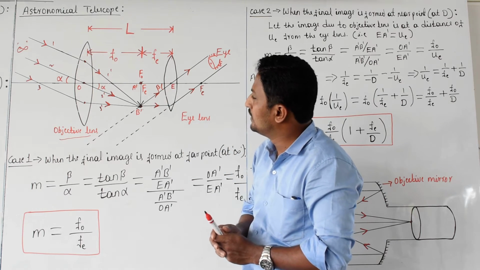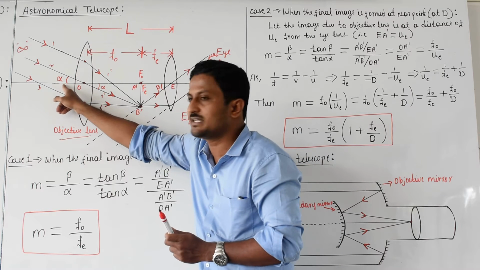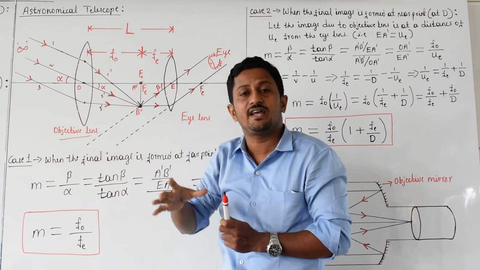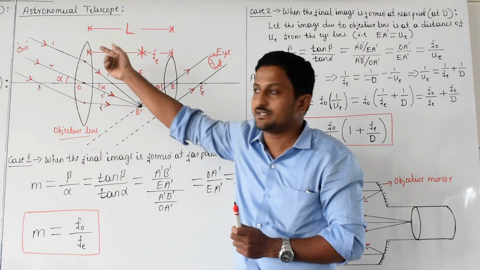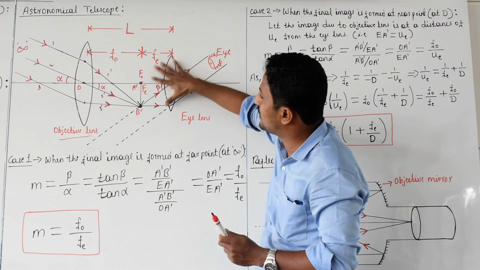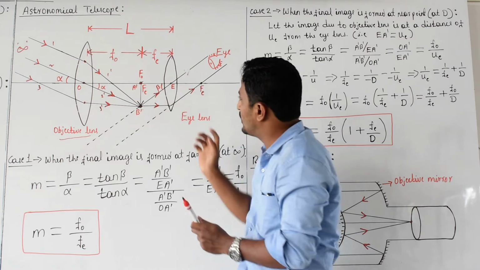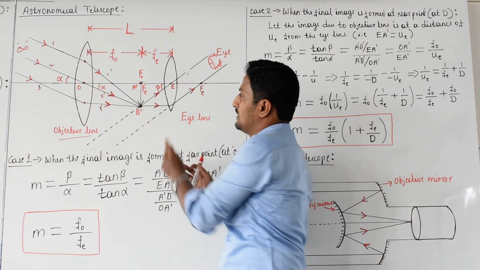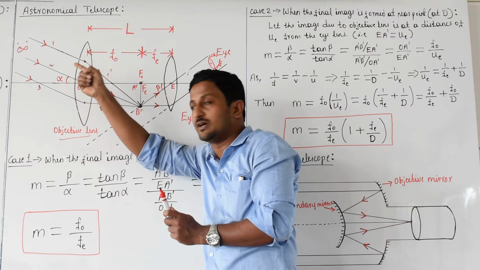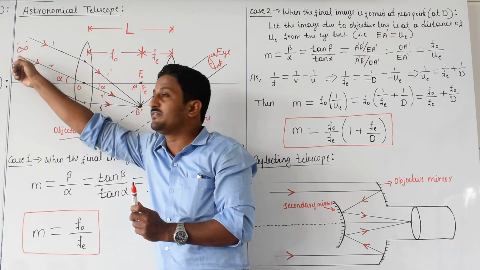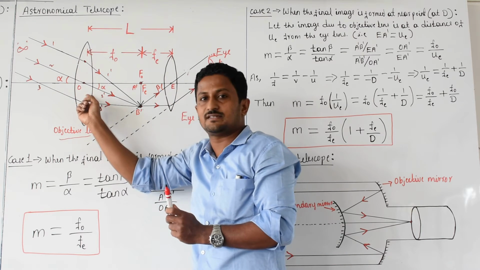Fine. Now look here. Here I named the angle alpha. What is this alpha? Alpha is the angle subtended at the lens by the object. You imagine this lens is not there, leave this second one, only one is there. You are watching like this. Now, for you, the object is at infinity. This infinite object makes an angle alpha at that lens.